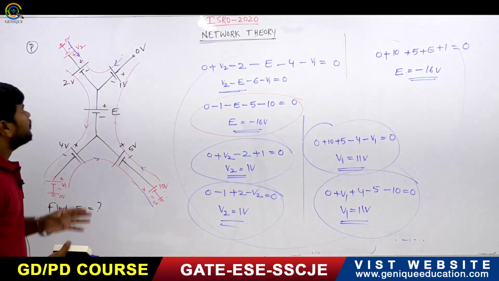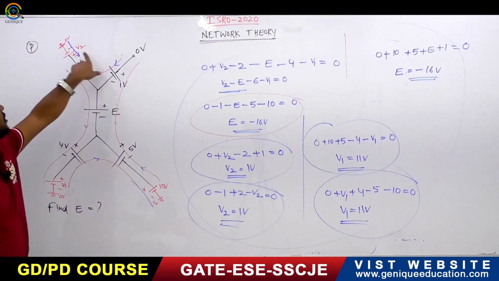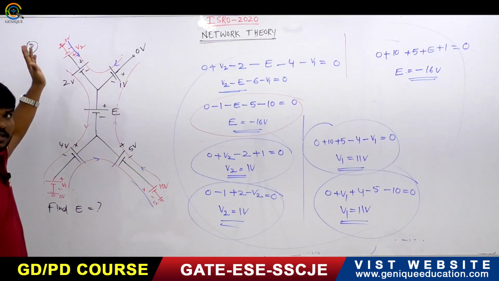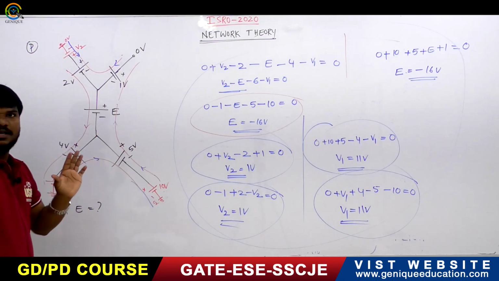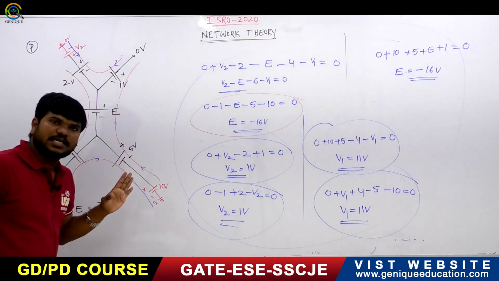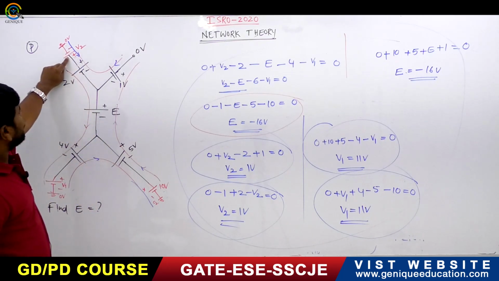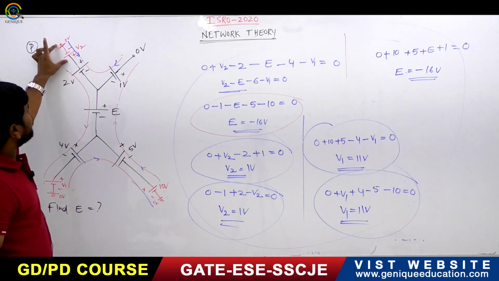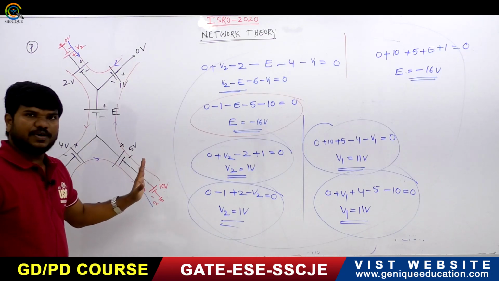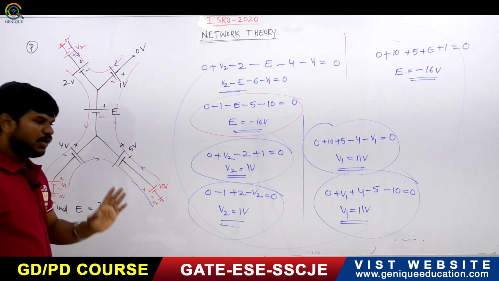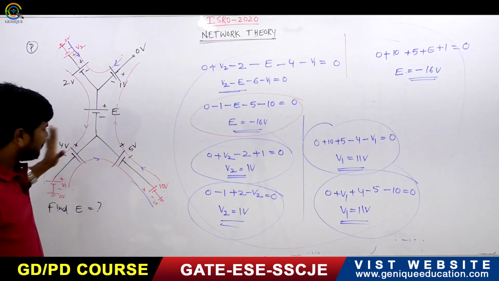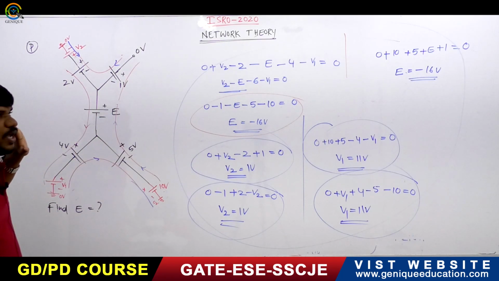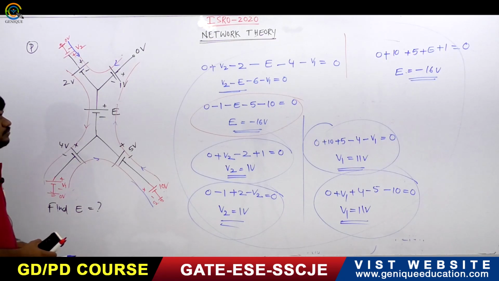Whenever the floating terminals are given in the question, you have to mark the batteries like this. There is no confusion in that. Whenever you find V2 like this, you have to mark the batteries like this, so definitely you will not get any problem. You just simply write the KVL. I hope you got it.